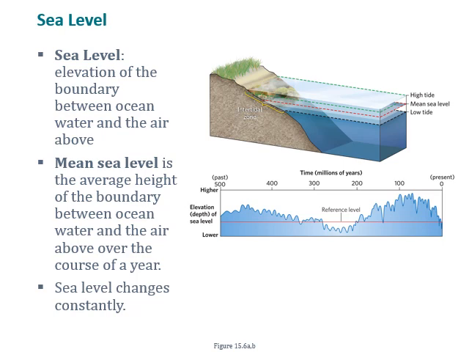Mean sea level is a concept that explains the average height of the boundary between ocean water and the air above over the course of 1 year. So sea level does change constantly on a day-to-day basis, sometimes on a monthly basis, but you can look at a mean sea level as an annual average sea level. And of course, over the course of several years, hundreds, thousands, or millions of years, sea level also changes. So we have to always understand our time scale of comparison.